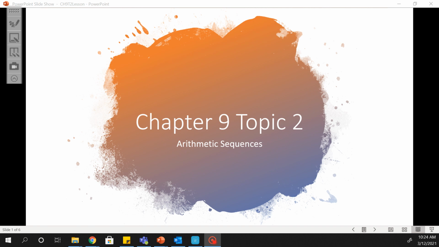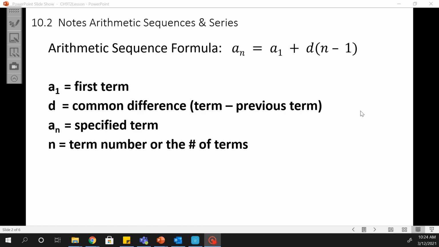Okay, today we're going to be looking at arithmetic sequences particularly. Now, the formula for constructing an arithmetic sequence is the following. a sub n is equal to a sub 1 plus d times (n minus 1), where a sub 1 is the first term, d is the common difference, a sub n is any specified term, so that could be any term whatsoever, the 10th term, the 20th term, where n is the term number, or the number of terms.